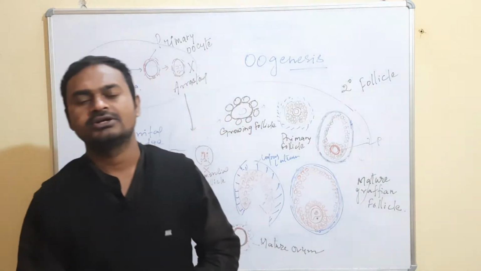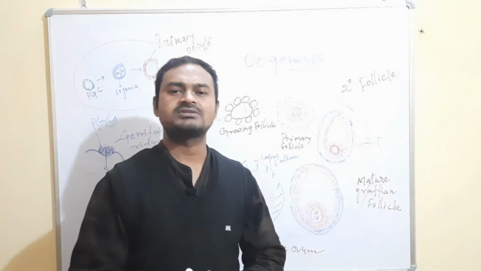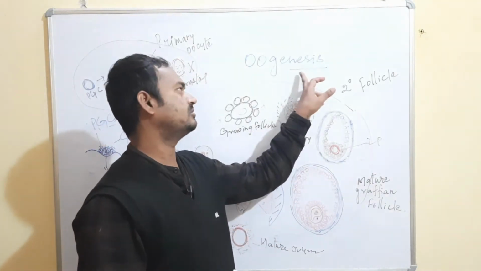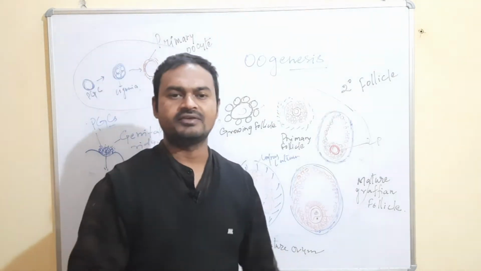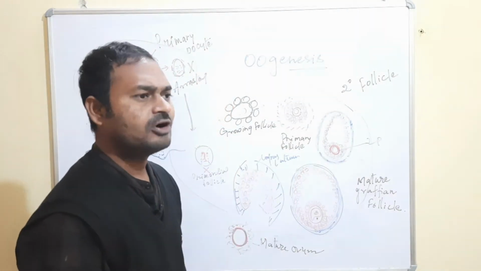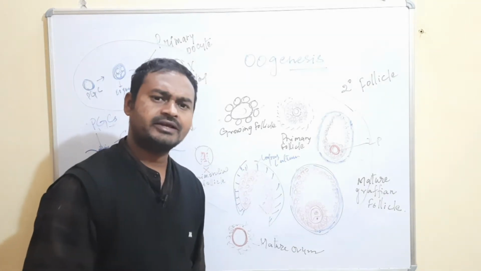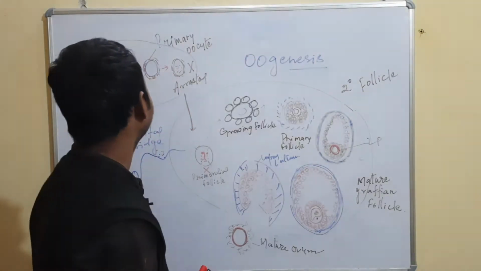Welcome friends. Today we will discuss an important process of developmental biology called oogenesis. Basically, it is the process of the formation of the ovum in the female individual.